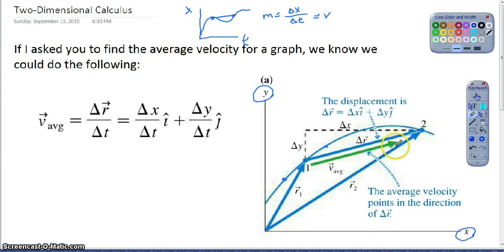I don't actually know how long the velocity is. So the part that we'd have to be careful about is we would know the direction of that change in position, but we actually wouldn't know the magnitude of the velocity unless they gave me time.